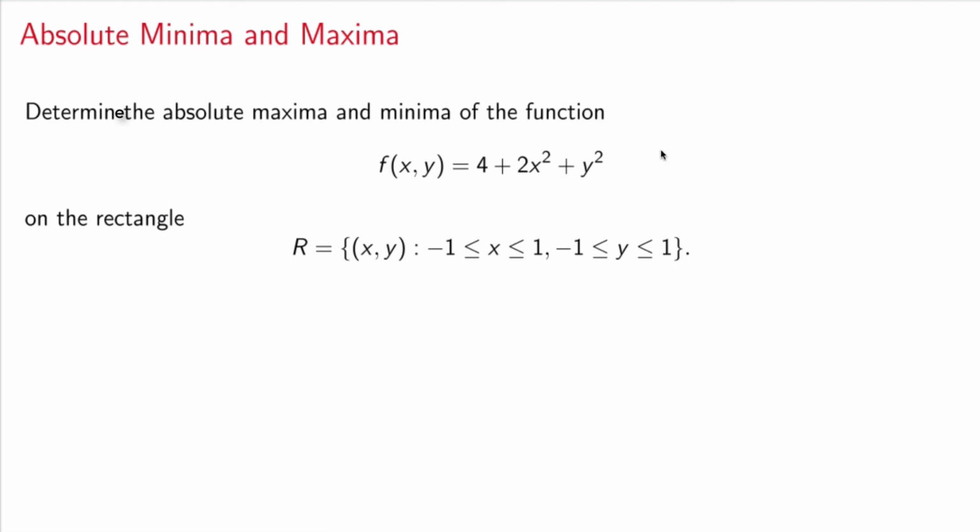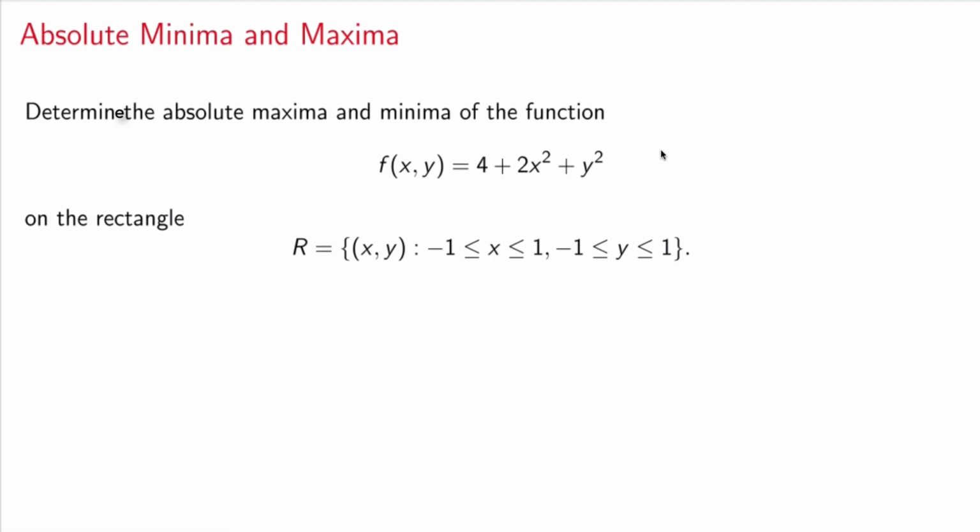Now we look at absolute minima and maxima of functions of several variables. Like in single variable calculus, if you want to find absolute maxima and minima of a continuous function on an interval, you look inside the interval to find local maxima and minima, and then you look at the boundary points and compare the boundary points to those values which you already found.